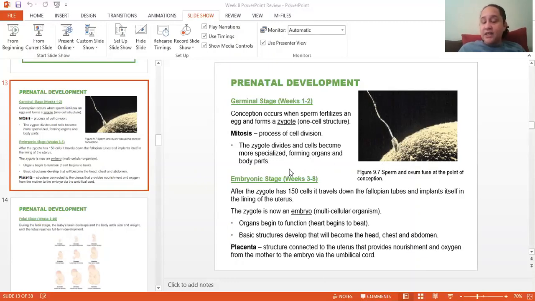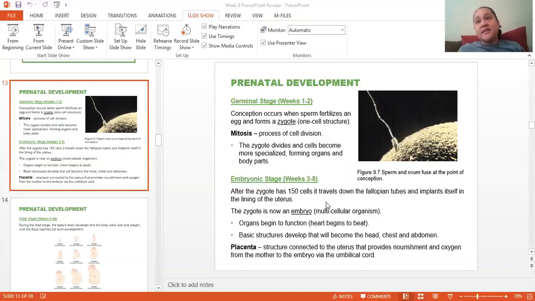And once it adheres to the uterine wall, that zygote, the cells start to become a little bit more specialized, and they're going to start forming the beginnings of organs and body parts. The second stage is this embryonic stage, and the embryo is essentially after it has implanted in the lining of the uterus. So at this point, if you did a vaginal ultrasound, you may be able to see something has implanted on the uterine lining or the wall of the uterus.